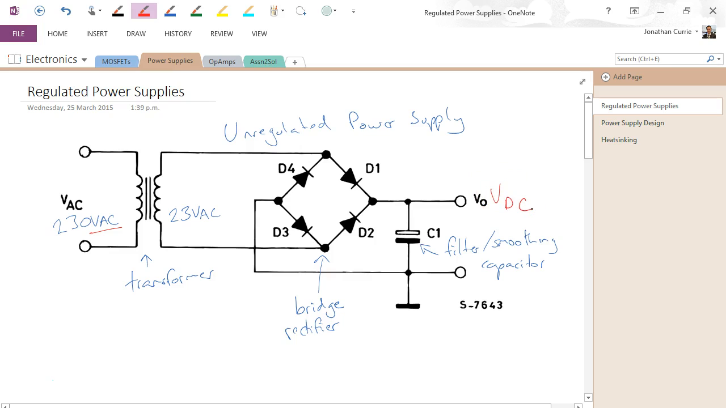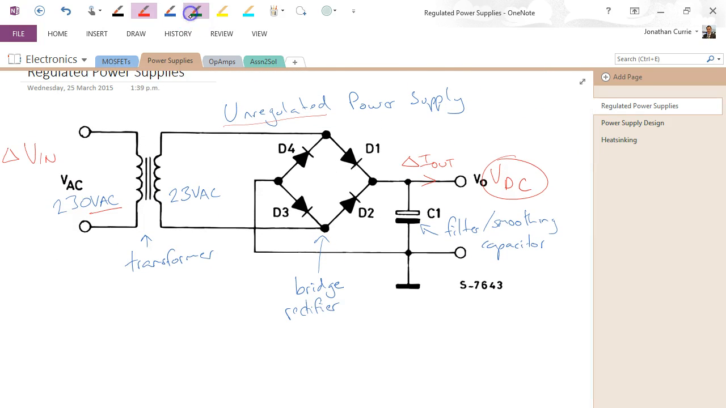Now what you probably didn't study was the effect that two conditions have on this circuit and how they affect this value here and where it gets its name unregulated. So the two things we're going to have a look at is how a change in Vin affects the circuit, and also then a change in the output current.